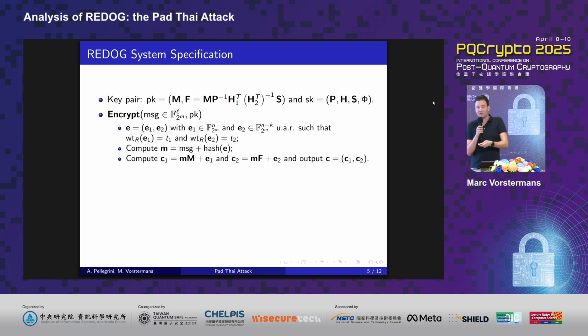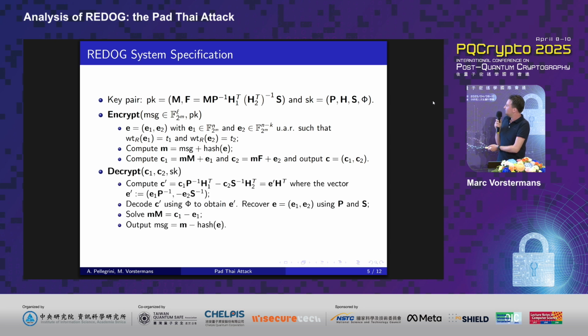We hash the error vector and add it to our message to sort of blind it, and then we compute the ciphertext components by multiplying M with the big matrix M and adding E1 to get a component C1, and we get a component C2 by multiplying M with F and adding E2 to that. And that gives us a ciphertext.